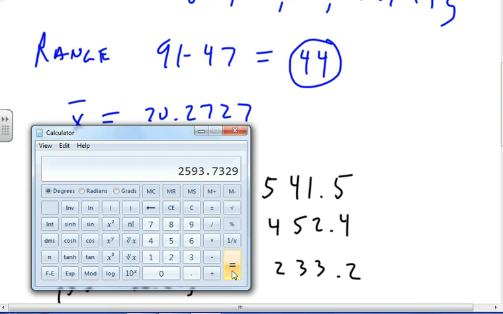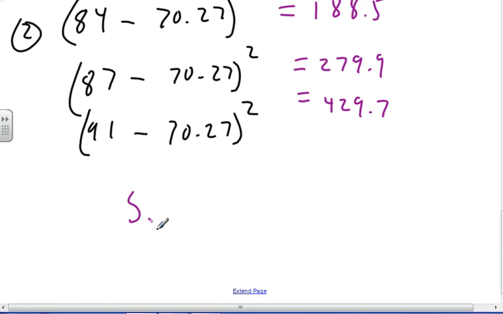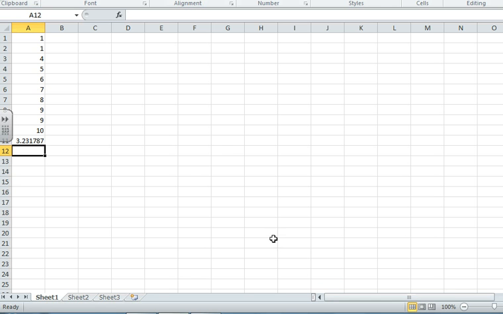What are we dividing by? 1, 2, 3, 4, 5, 6, 7, 8, 9, 10, 11. We're dividing by 10. Dividing by 10 equals, and then we're taking the square root. 16.11. 3 significant digits, right? 16.1. SX equals 16.1.